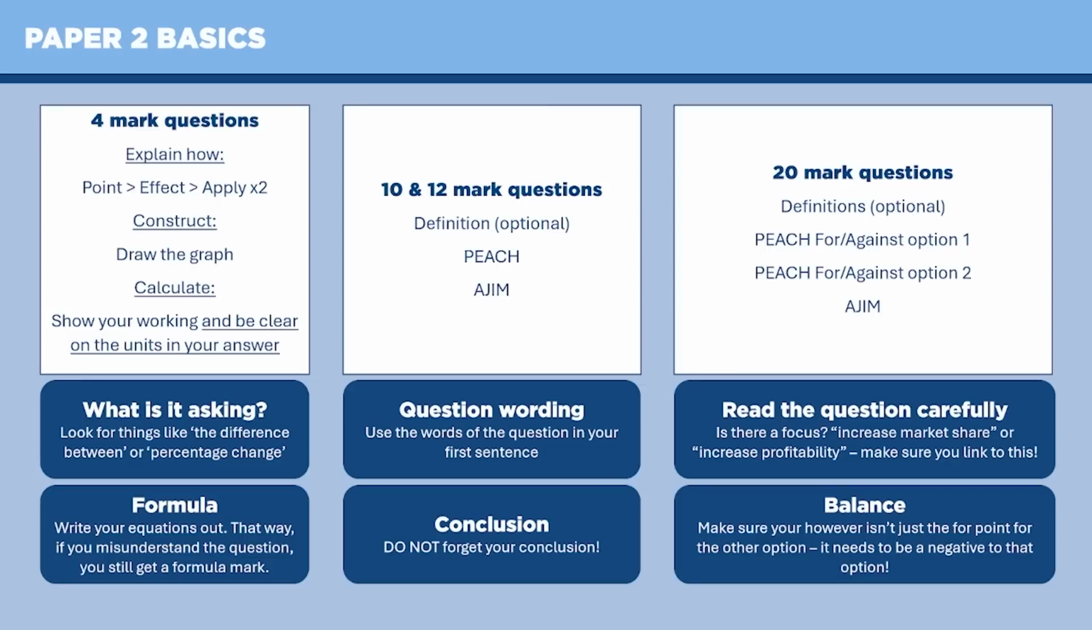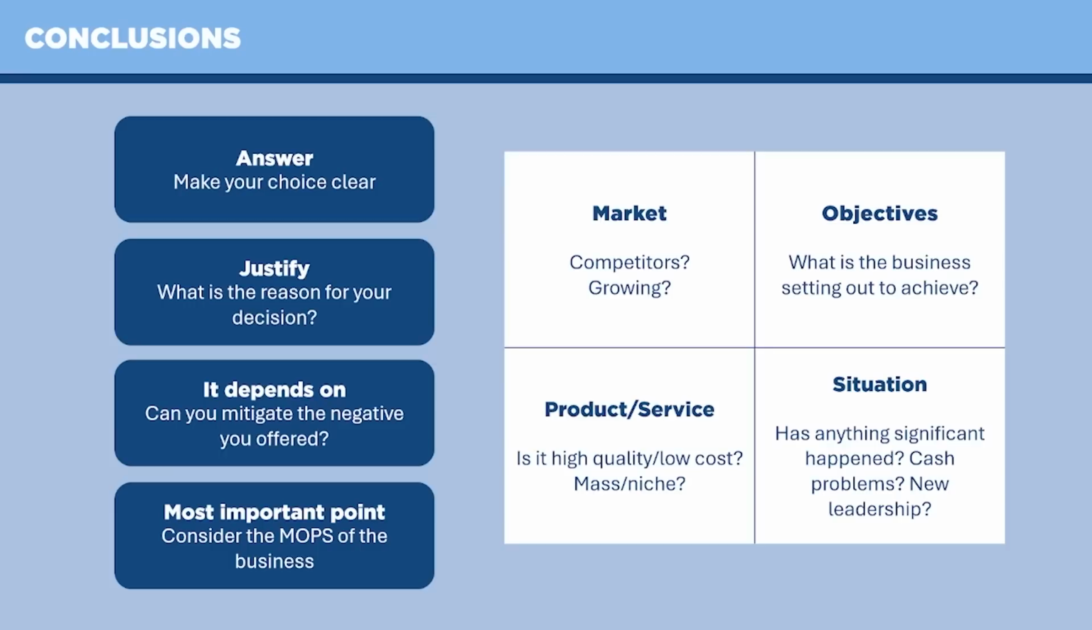And then make sure it's balanced, right? Your however shouldn't just be the for point for the other option. It needs to be the negative to that option. So make sure you've got balance within your structure.